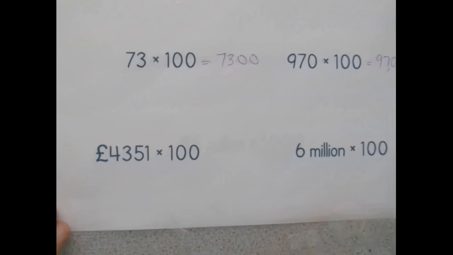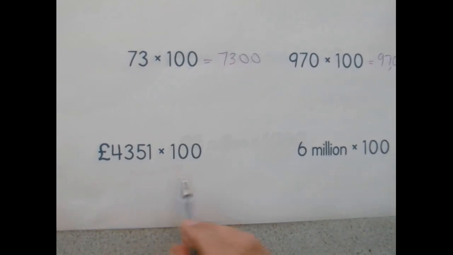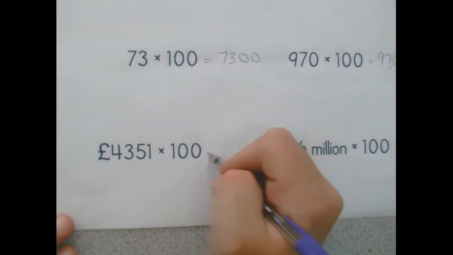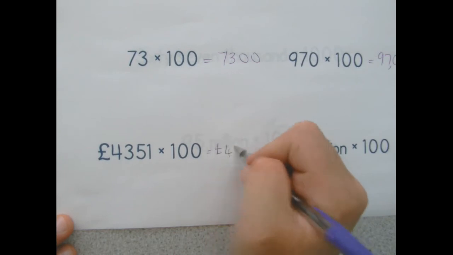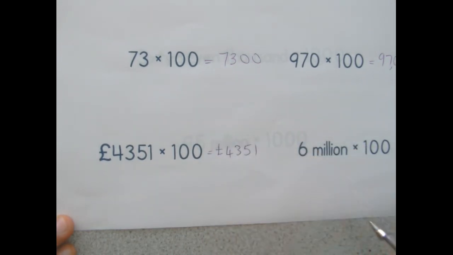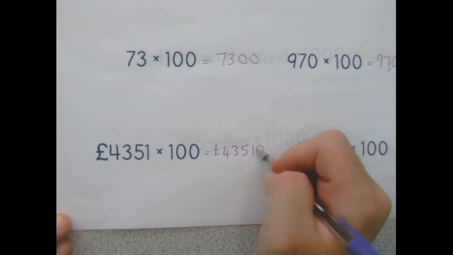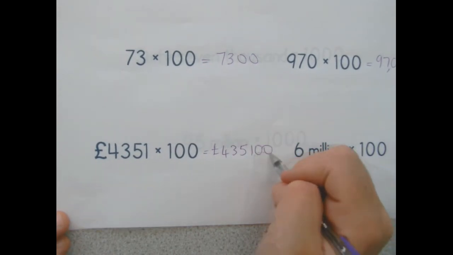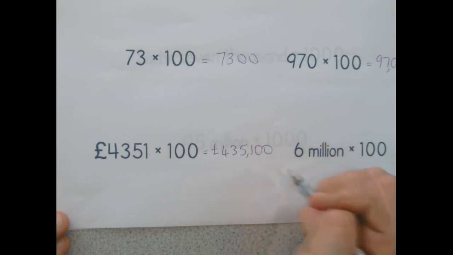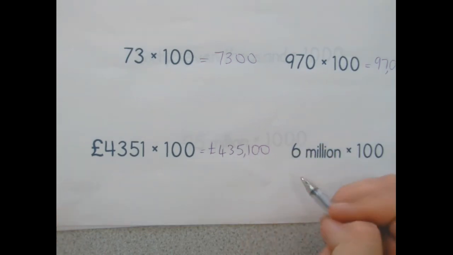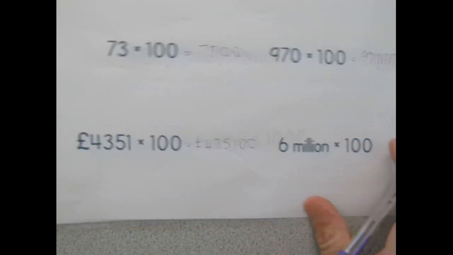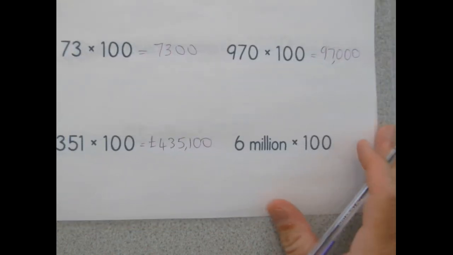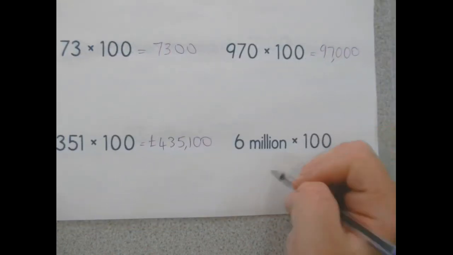Here, this is the amount of money, and you times it by 100. Quite simply, you're just going to add 2 zeros onto it. Don't worry about commas for the minute. But if you add 2 zeros on, we end up with that. And then we could put the commas in, 1, 2, 3 digits, comma, so that would be 435,100. 6 million times 100, well, you see that as 600 million.